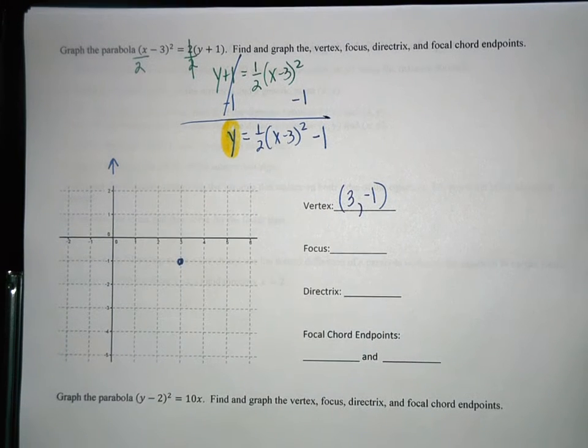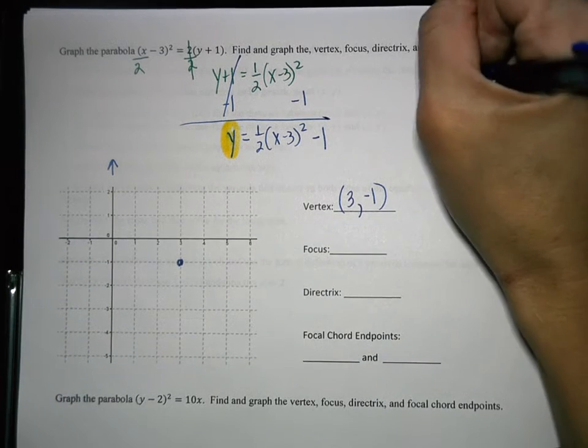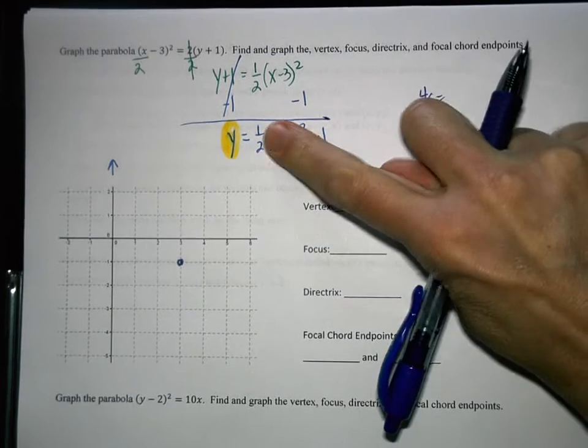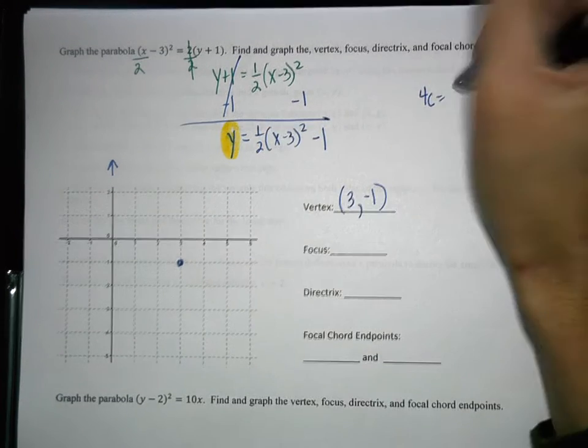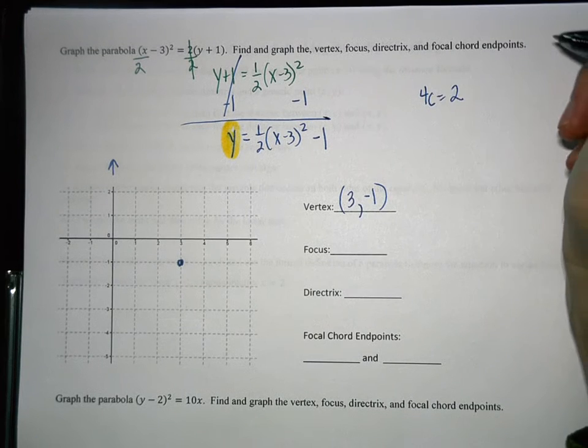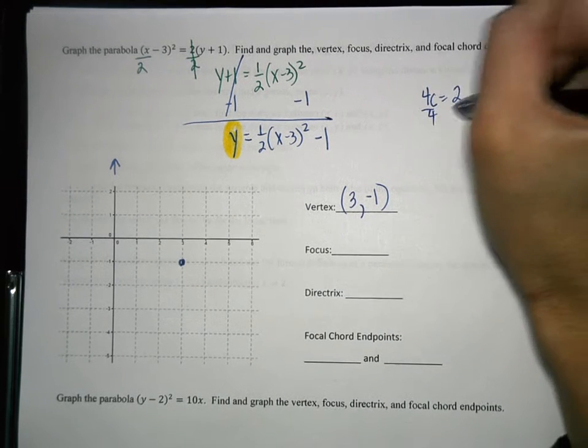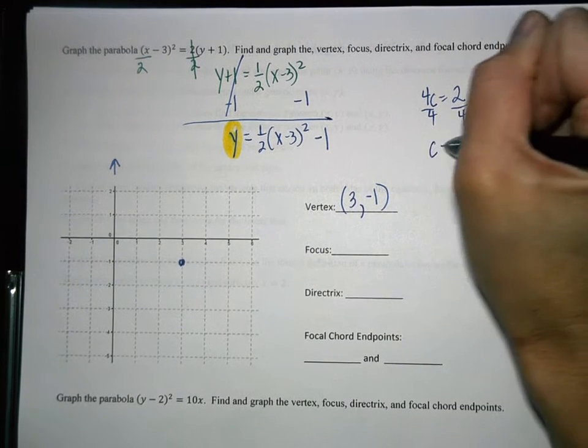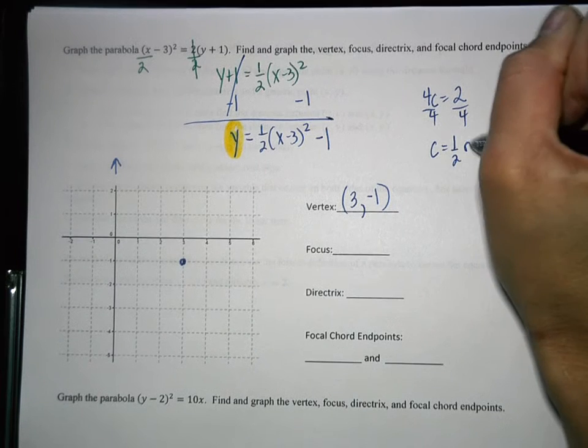From there, in order to find the focus and the directrix, we need to use our 4c equation. So 4c equals the reciprocal of 1/2, which is 2. We then divide by 4 on both sides, and we get c equals 1/2 or 0.5.